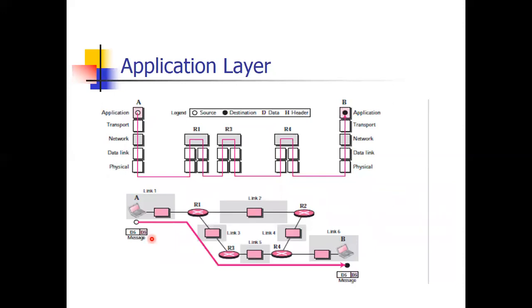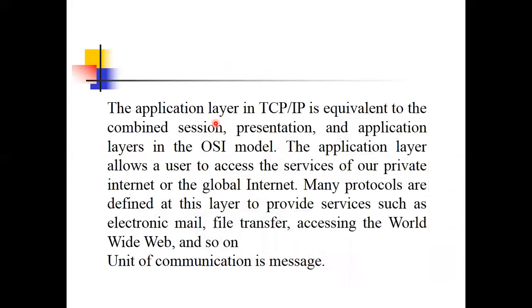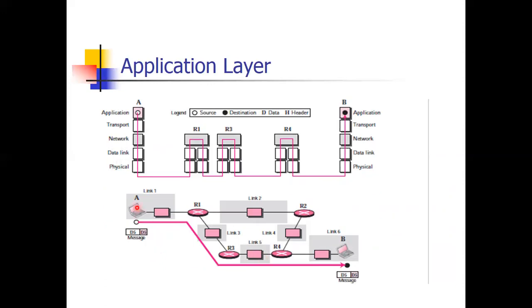After this, next layer is your application layer. Application layer is the last layer. In the last layer, many protocols will be there. In global internet, local internet, many protocols will be there: electronic mail, file transfer, access in the World Wide Web. So many facilities will be in application layer. But the main thing is now the whole message is transmitting, a combination of segments. Now the unit of transmission is message. The whole message is transmitting from A through the routers to the computer.